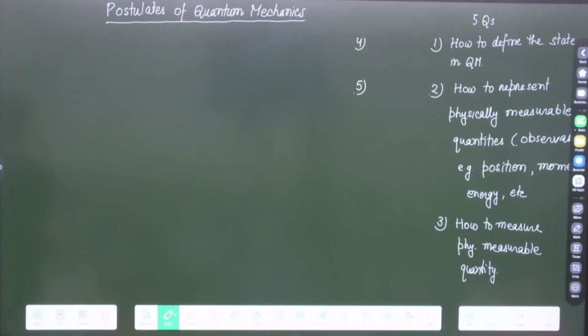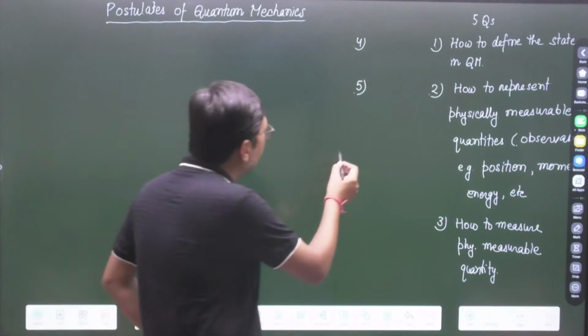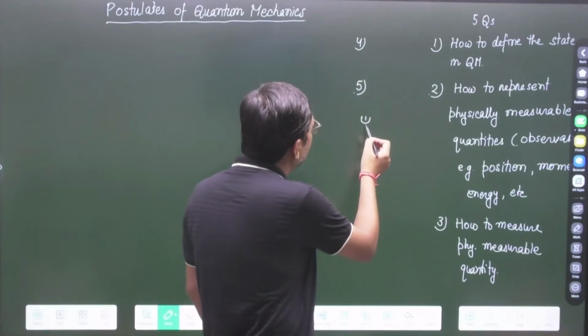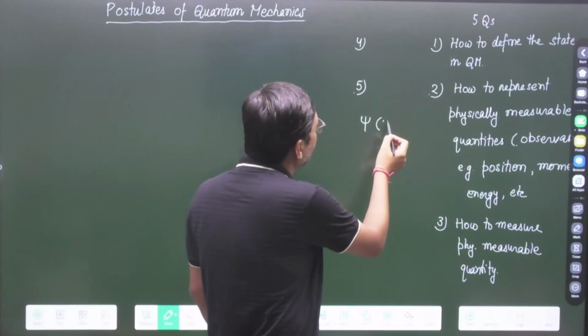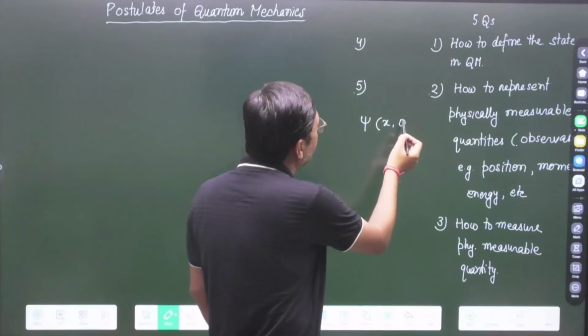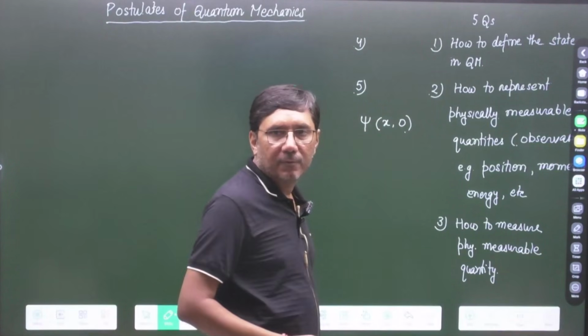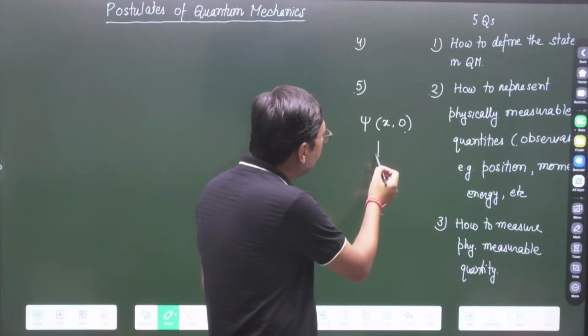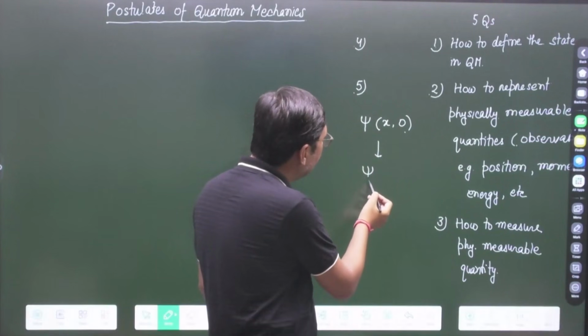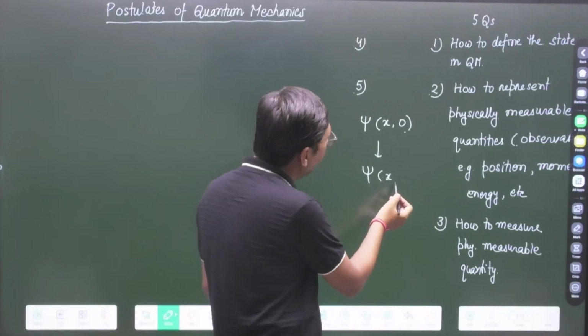How to write psi at time t greater than t naught? So what I want to say is this: suppose I know this psi, like you write psi of x, t. I know this, here position is x, time is 0. So if I know this, then I should be able to write psi of x, t. This will be the next.